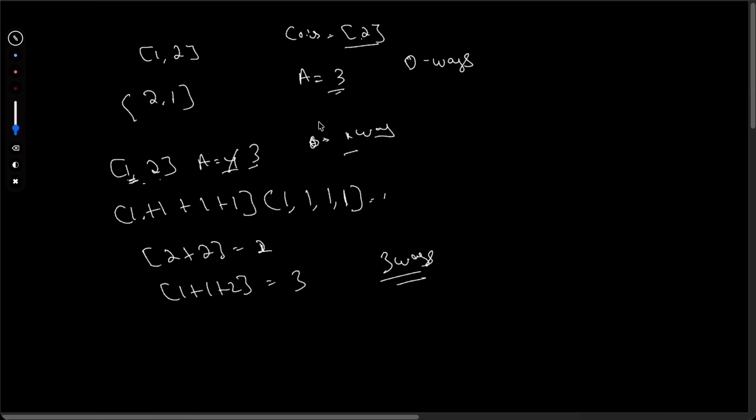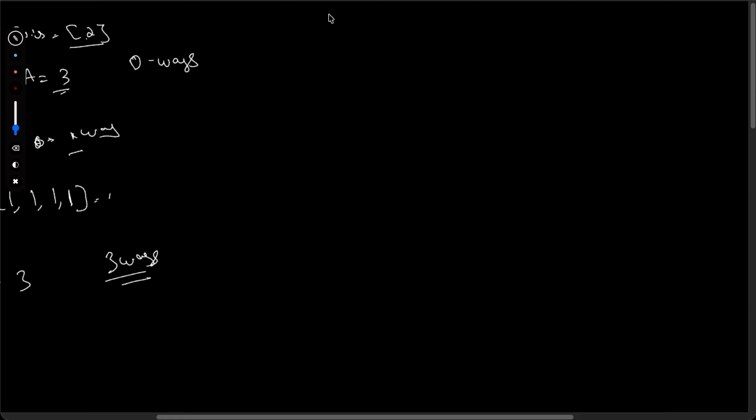So let's try it. Let's take a small example: coins 1 and 2, and the amount is 2. We want to know how many ways we can make 2 using these coins. So let's start. We start with solve of 0 comma 2, where 0 means the index and 2 means the amount. Index 0, the coin is 1, and 2 is the amount we want to make.